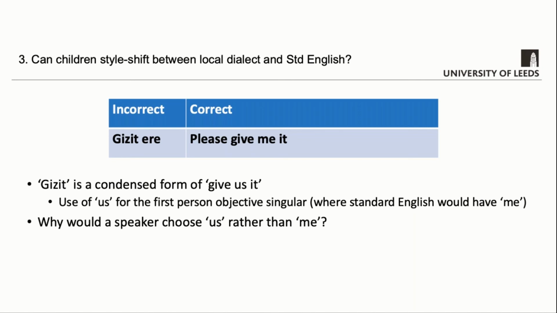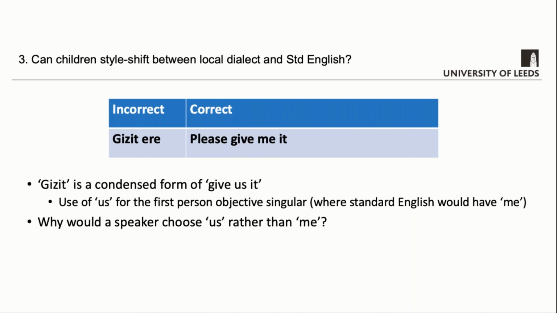Now then, why would a speaker choose to use us rather than me? Why would someone say give us it and not give me it? To answer this question, I'm going to share with you a short piece of recorded interaction that's taken from a research project that I conducted in a school in Teesside. And as part of this project, I recorded the children's language using radio microphones, which picked up their interactions right throughout the school day, so in the classroom, but also in the playground too.